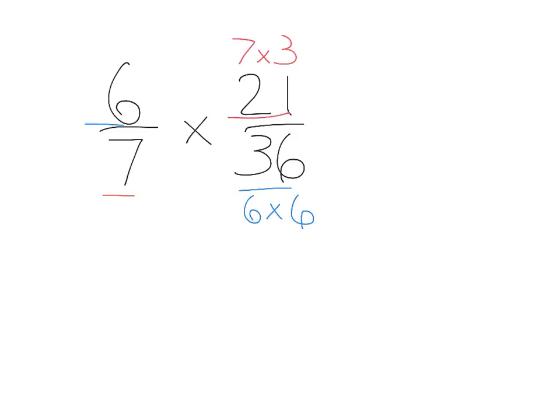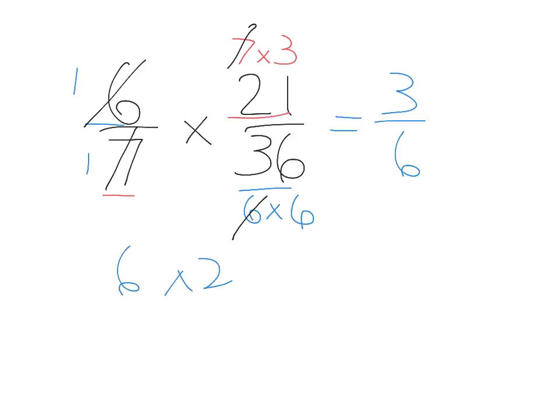Now I can cancel out some of them. I can cancel out this 6, this 6, this 7, and this 7. What ends up happening is that both of these end up being 1s now because I'm dividing by 6 and dividing by 7. And now I'm left with 1 times 3, that's 3. And 1 times 6, that's 6, which is an awful lot easier than the original problem, multiplying 6 times 21 and 7 times 36.